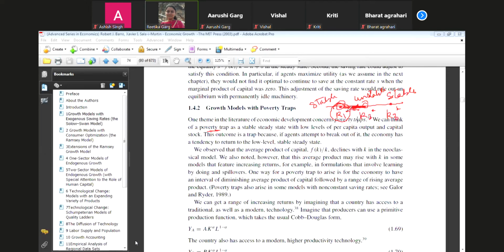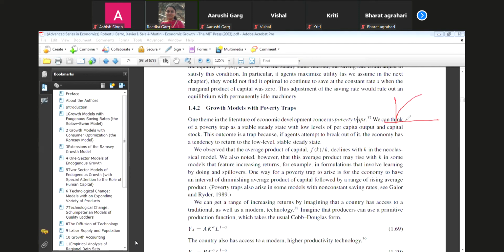But how do we get these multiple steady states, and why is the middle one unstable and the lower one and the higher one stable? That is because we have changed a few assumptions in the model. Let's see what those assumptions are. Here we say that in the neoclassical production function, we observe the average product of capital declines with K. And diagrammatically you can just see.